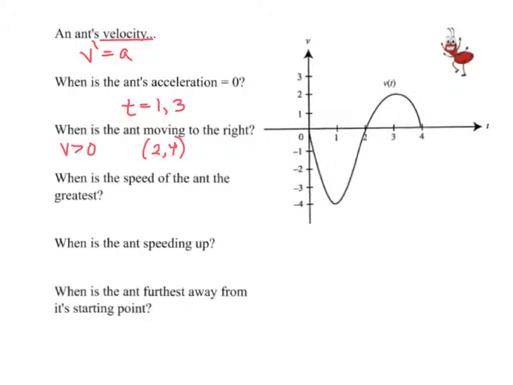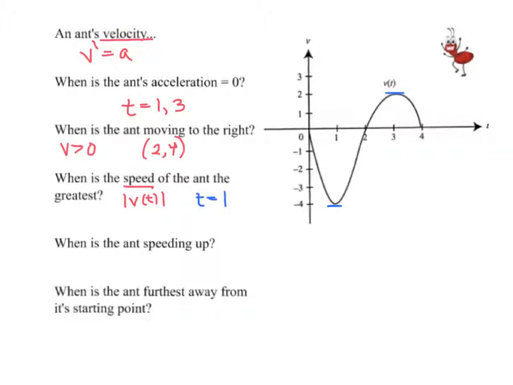When is the speed the greatest? Well, remember, speed is the absolute value of velocity. So you look here and you say, here the velocity is -4, here the velocity is 2, but since speed is the absolute value, the speed here is 4, so at time 1 we hit our maximum speed, and it's 4.